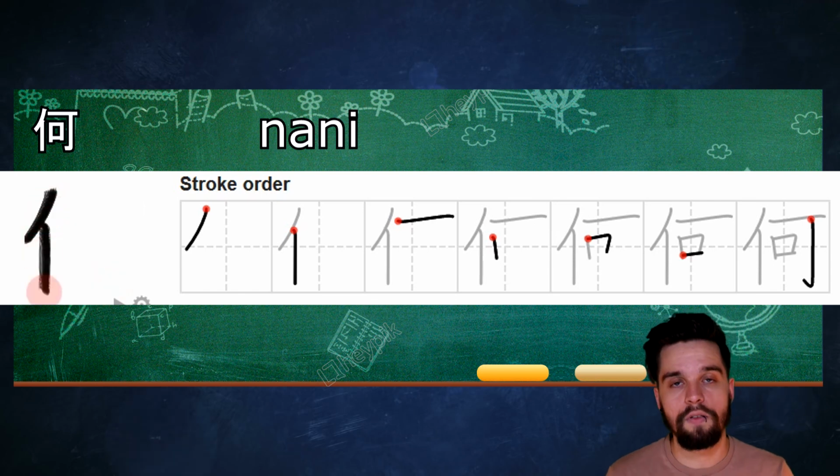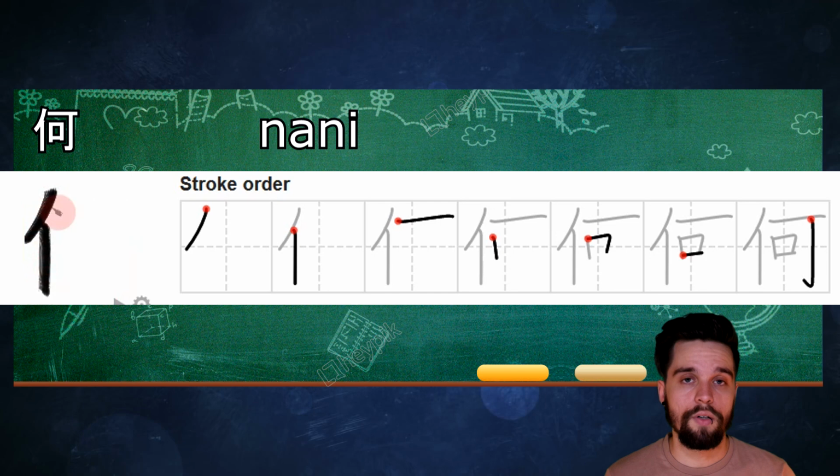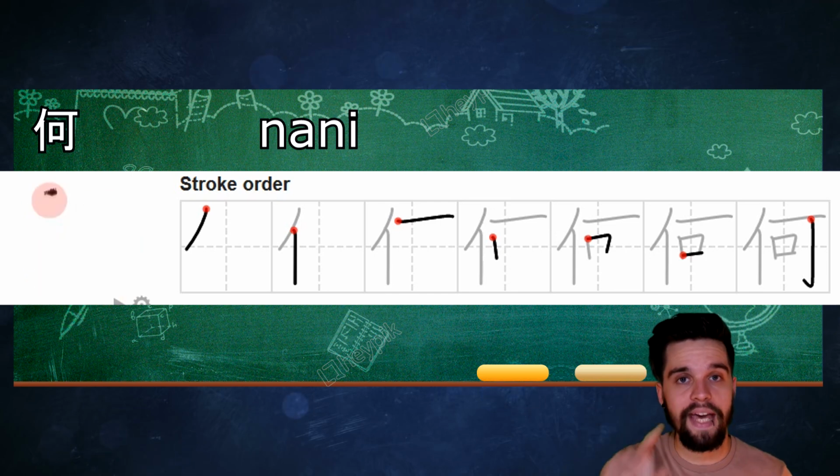I will leave it up to you if you want to learn the stroke order, but I can tell you about a few rules that apply to almost every kanji so that you don't have to learn the stroke orders of every single kanji. The two most important ones are go top to bottom and left to right.